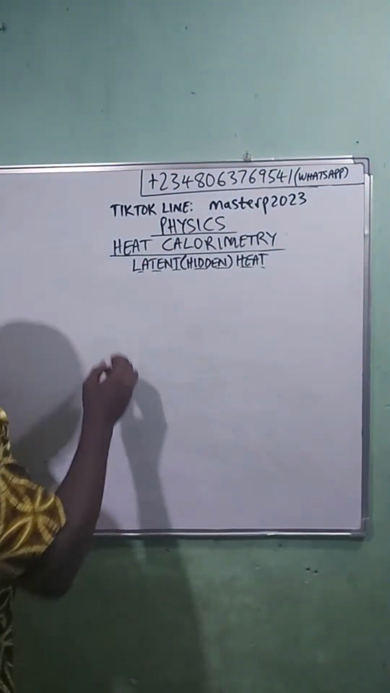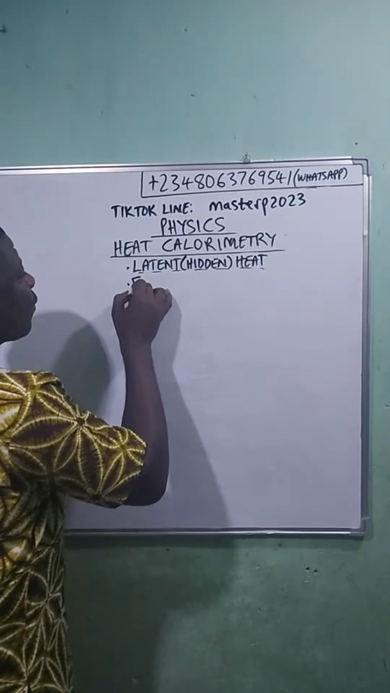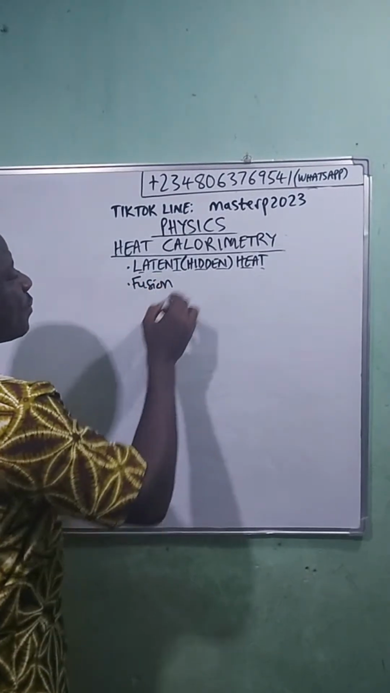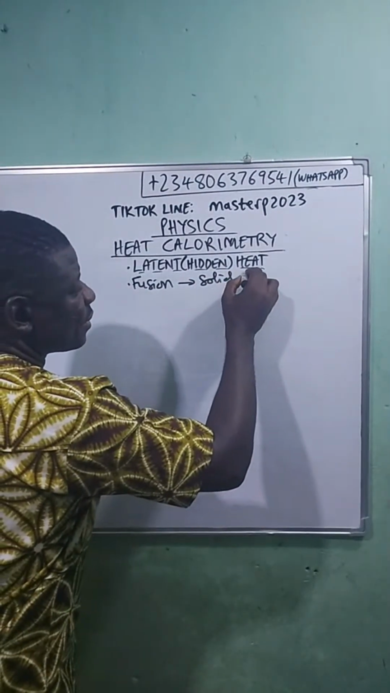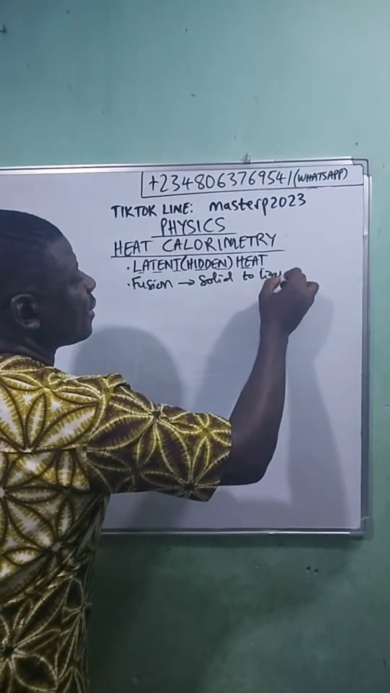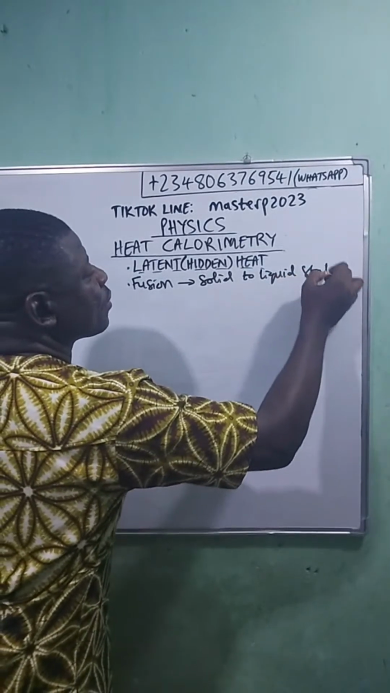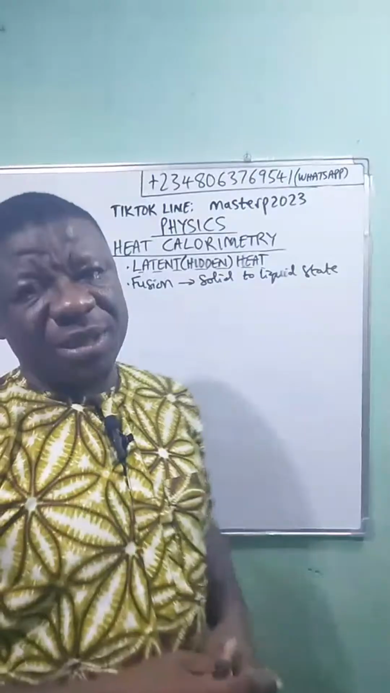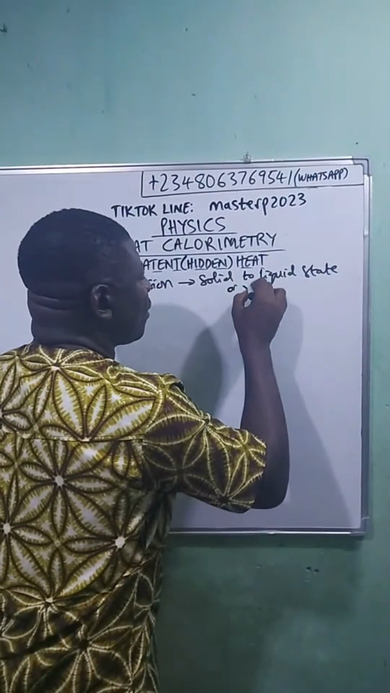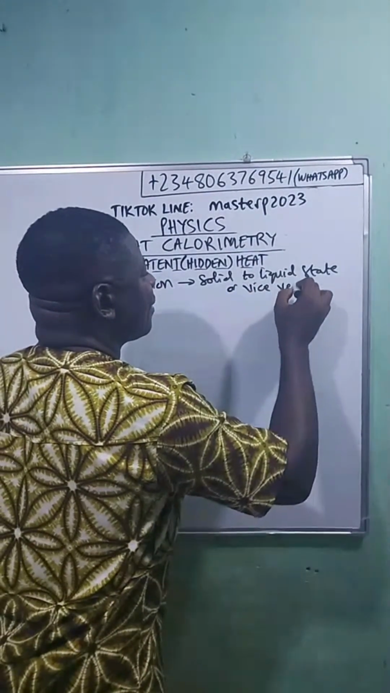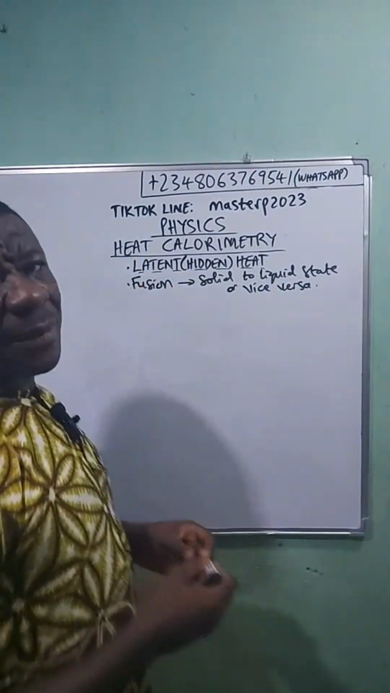Now let's look at some definitions. We have what we call fusion. Fusion is a process whereby a substance changes from the solid state to the what? Liquid state. Yes, when the substance changes from the solid state to the liquid state, that is called fusion, or vice versa. For example, the melting of ice cream is fusion. The freezing of ice cream is fusion.